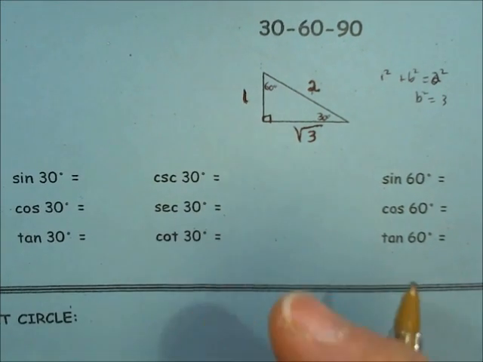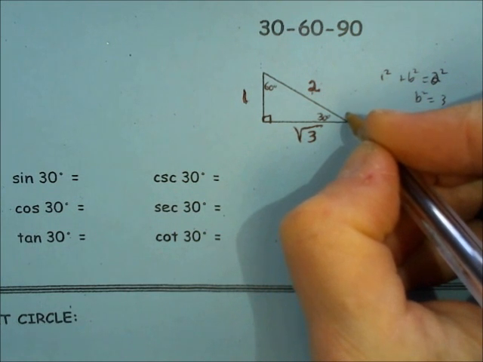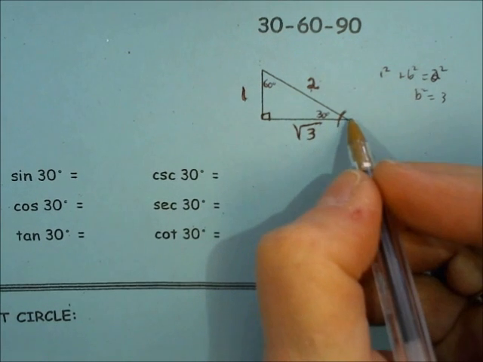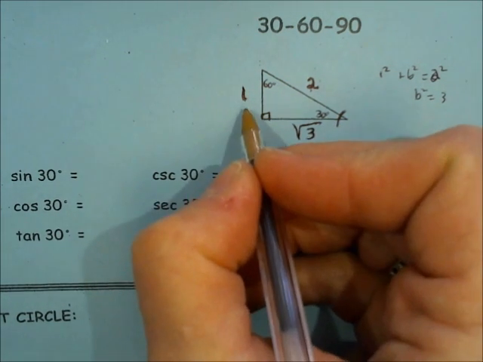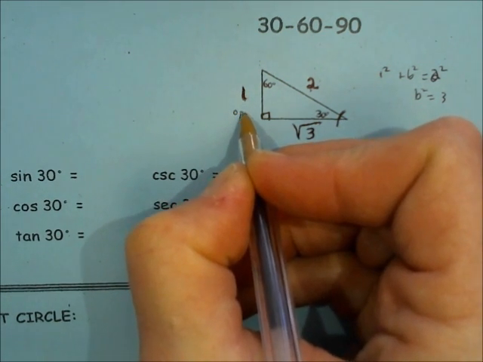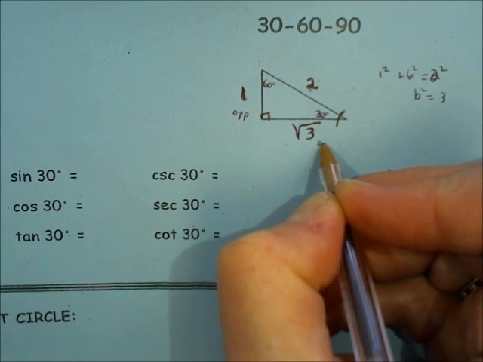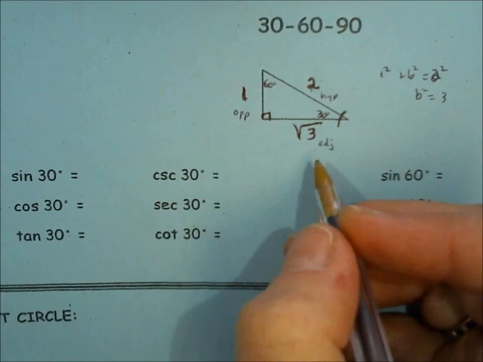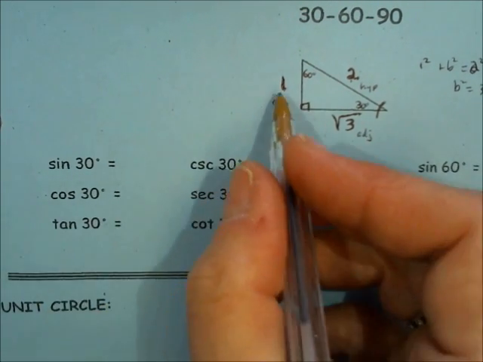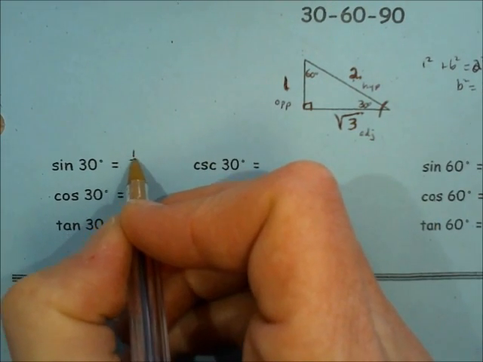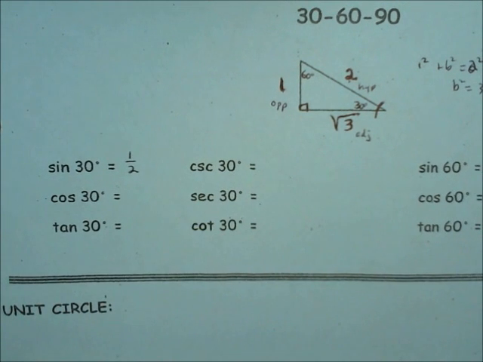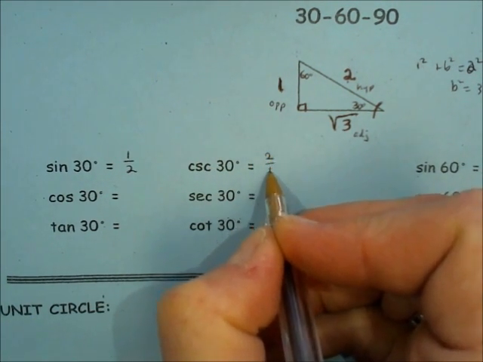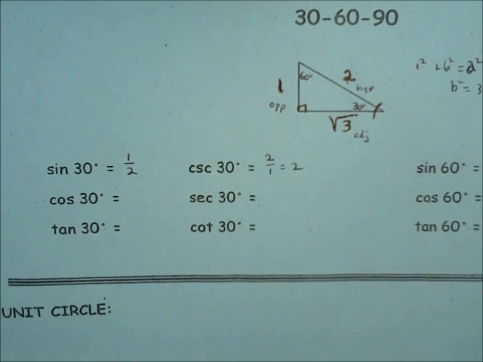We're going to do SOHCAHTOA. First of all, if you talk about the 30-degree angle, if we're referencing this one, this over here is the opposite side, and this down here is the adjacent side. And 2 is always the hypotenuse. So SOHCAHTOA, sine is opposite over hypotenuse, which is 1 over 2. And the cosecant is flipped upside down, 2 over 1, which just equals 2.